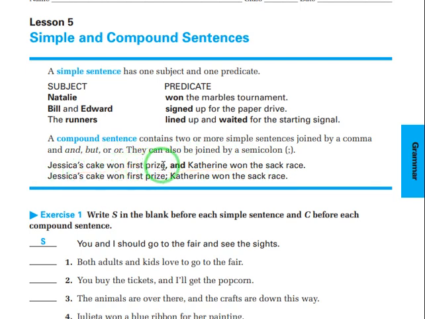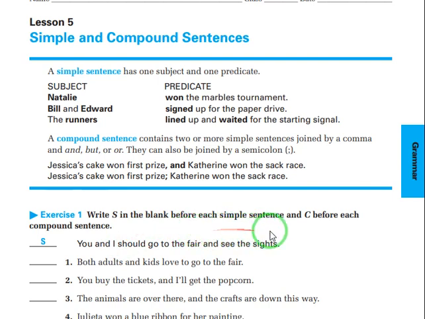Jessica's cake won first prize. As you can see, this is a complete sentence. This is a simple sentence, subject and predicate. And Catherine won the sack race. This is also another complete sentence, or a simple sentence. We joined these two simple sentences with a conjunction preceded by a comma, then they made a compound sentence.